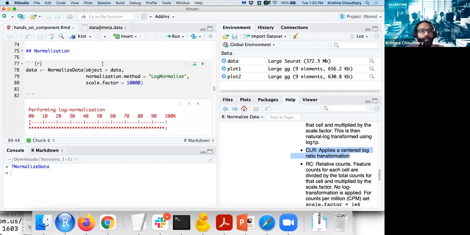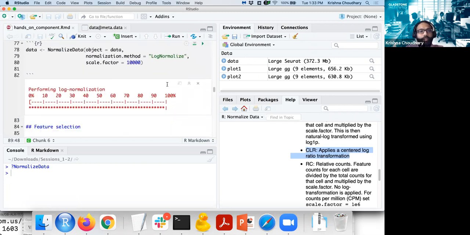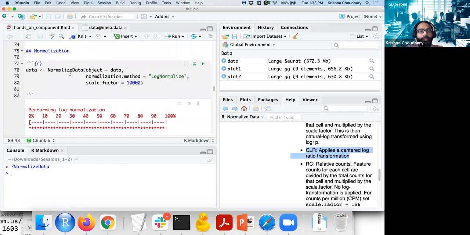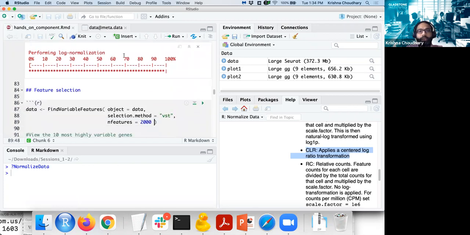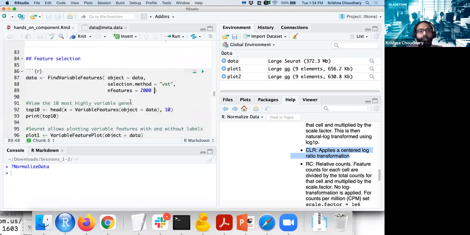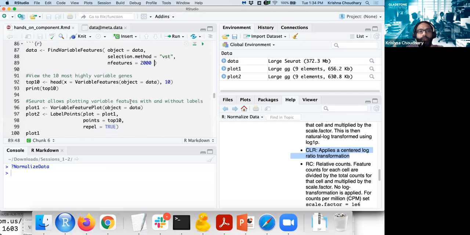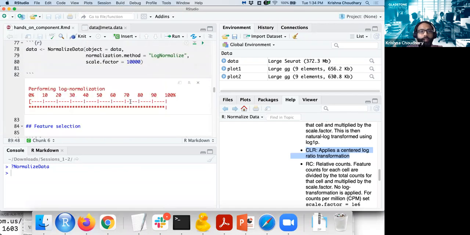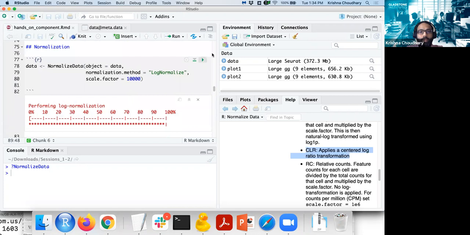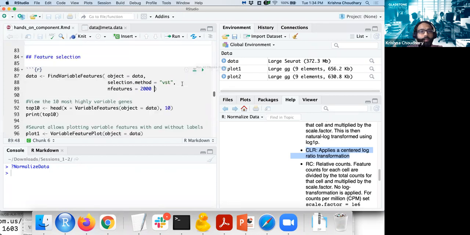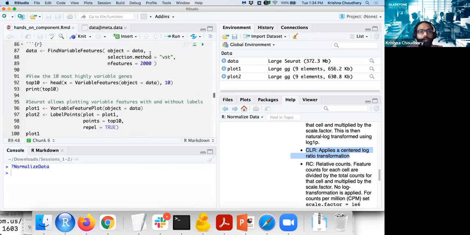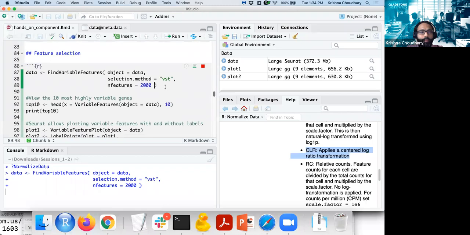Well, I hope you all have in your session the steps until normalized data and the data object available. If not, then you can run it until this chunk. I think if you hit this button, it will run all chunks above and until this. So you can do that. I will run this chunk for me.